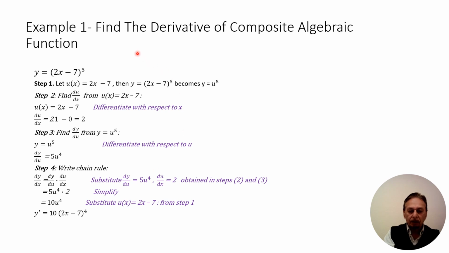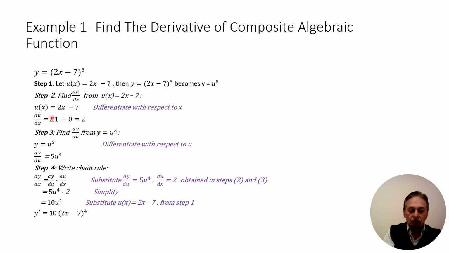Here's an example. Find the derivative of the composite function y equals (2x minus 7) to the power 5. So step 1, first we identify what u is, where u is within the parentheses, which is 2x minus 7, and then y equals (2x minus 7) to the 5 becomes y equals u to the 5th power.